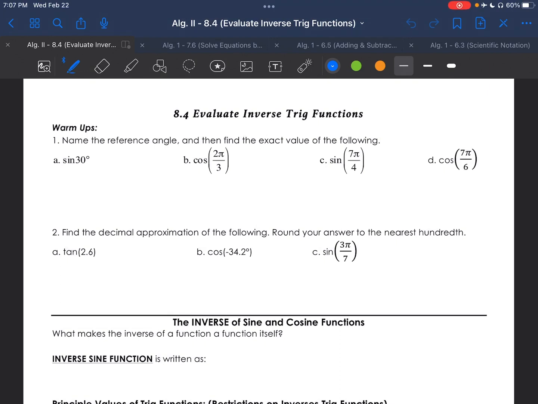Welcome everybody to Algebra 2, Section 8.4, Evaluating Inverse Trig Functions. So the warm-ups: name the reference angle and then find the exact value of the following four.